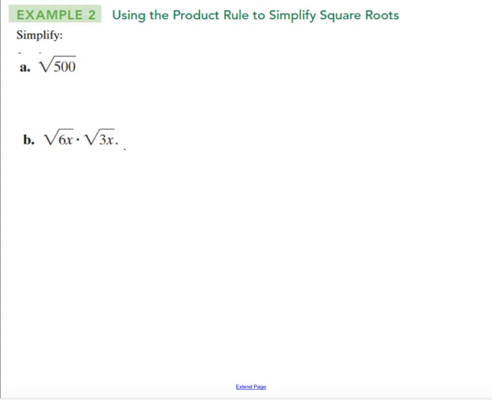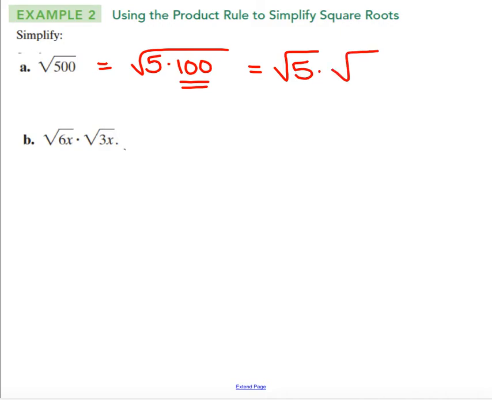The square root of 500. We want to think about how we can break down 500 into a product of 2 numbers. So 5 and then 100. 5 times 100 is 500. How that will help us is we now have a perfect square with 100. This can be the square root of 5 times the square root of 100. Think about the simplification of the square root of 100. That's 10.